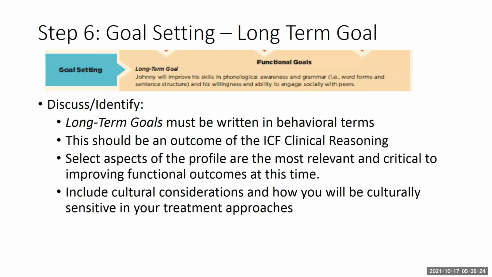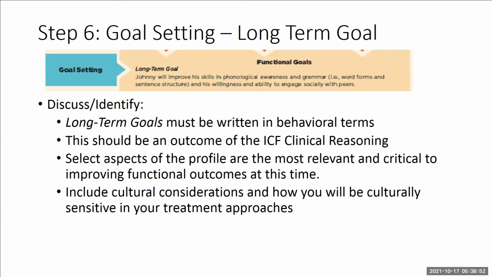And that leads to goal setting, beginning with the long-term goal. In this case, Johnny will improve his skills in phonological awareness and grammar, defined as word forms and sentence structure, and his willingness and ability to engage socially with peers. So we have a phonological awareness reading goal, we have a grammatical goal, we have a social goal.